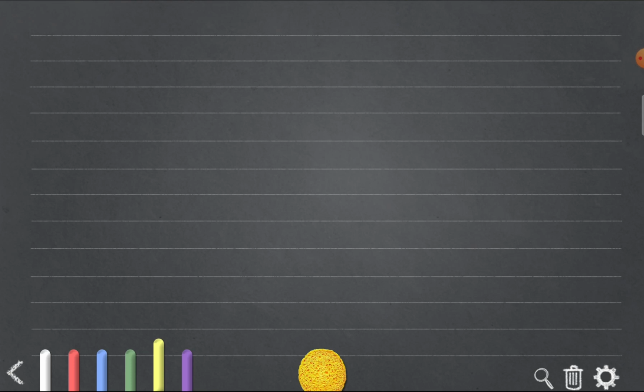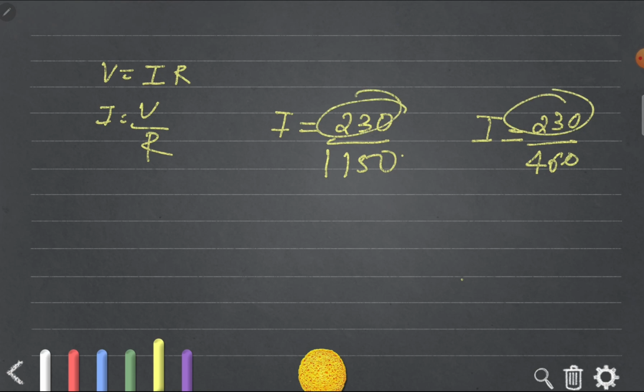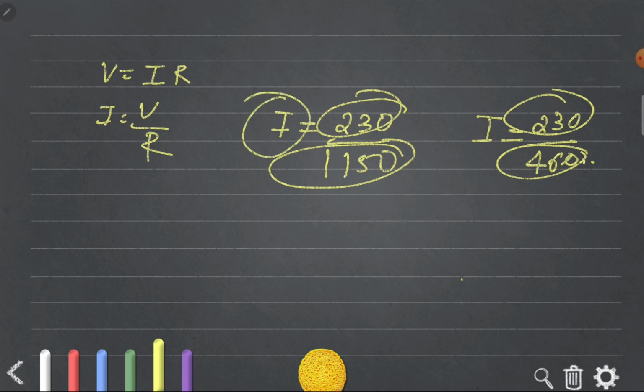Let us check. How will we be able to check? We can use Ohm's law, where V = IR or I = V/R. In the case of heater A, I = 230/1150. For the second heater, I = 230/460. Obviously the numerator remains the same; here the denominator is larger and here it is lower. So for which one will I be greater? For the second one, I will be more than the first one.